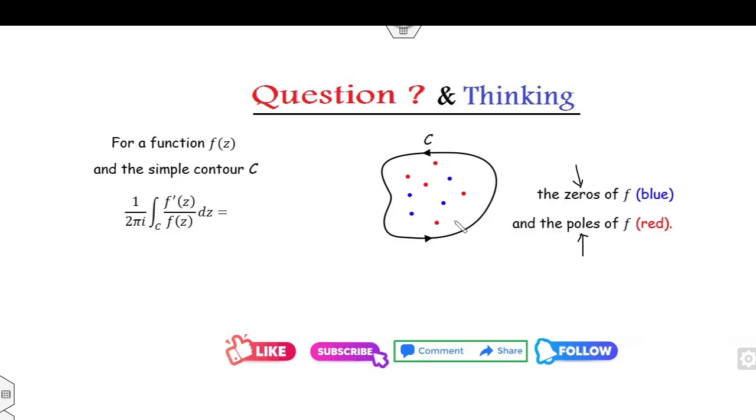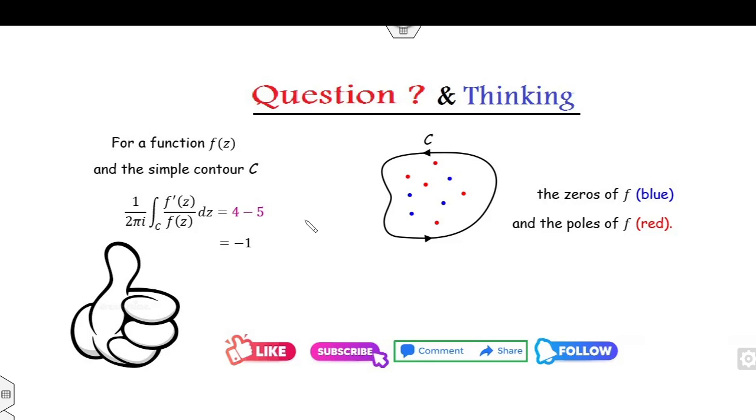So for example, if I assume all these blue colored dots are the zeros of the function f, and these red colored dots are the poles of the given function f, can you calculate the total number of zeros? You can see there are 4 zeros, and the total number of poles is 5. So the answer of this problem is 4 minus 5, which is minus 1.